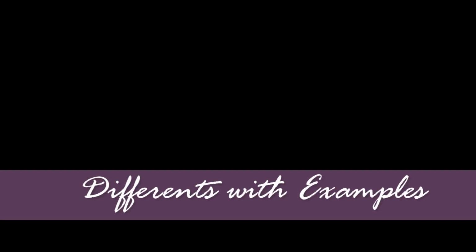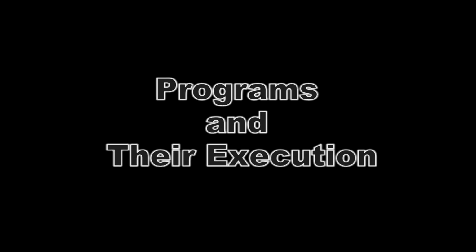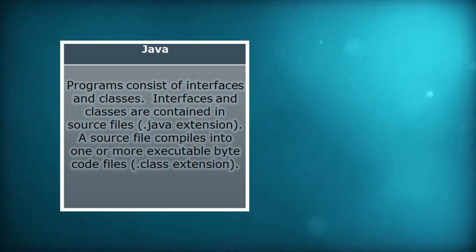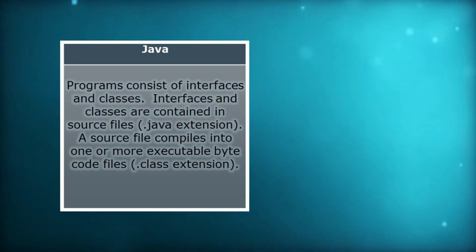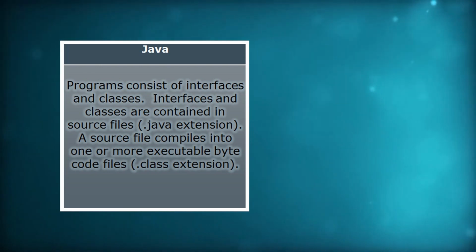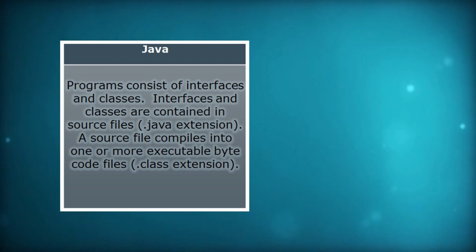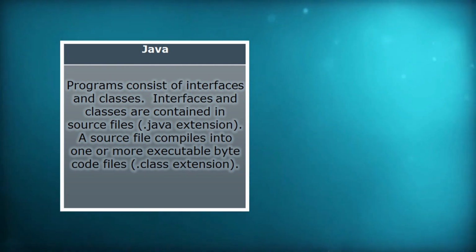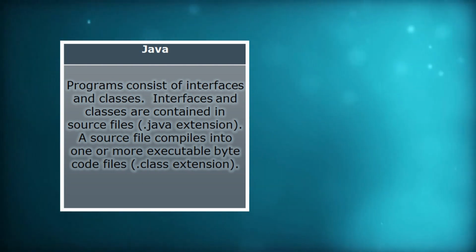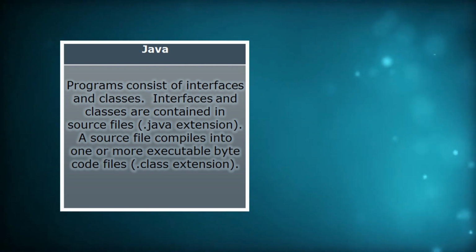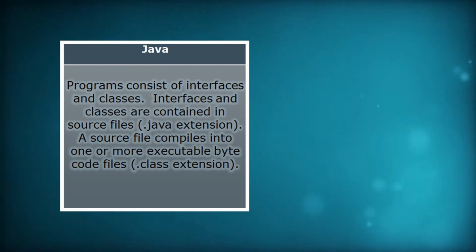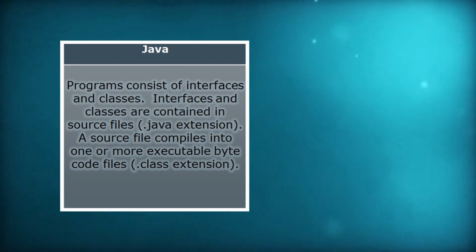Here we are giving some examples to identify the difference between Java and Python. Programs and their execution. Programs consist of interfaces and classes. Interfaces and classes are contained in source files. Java extension. A source file compiles into one or more executable bytecode files. Class extension.